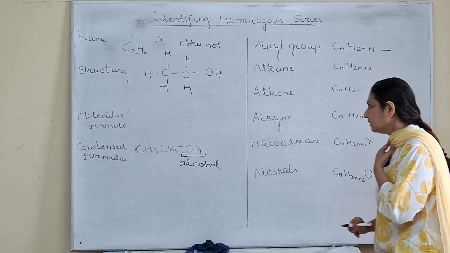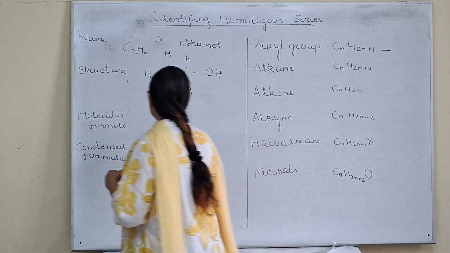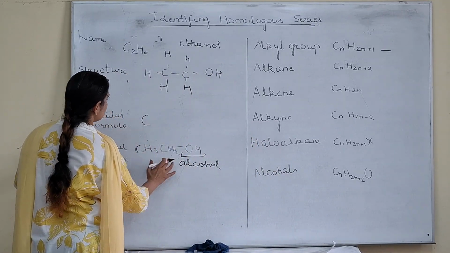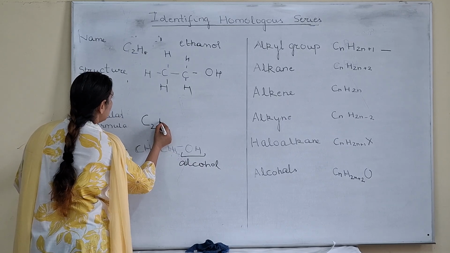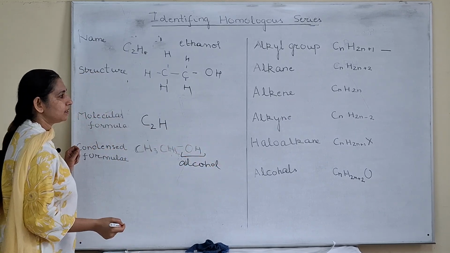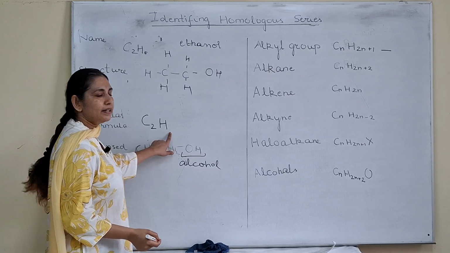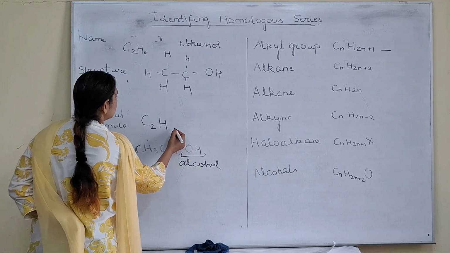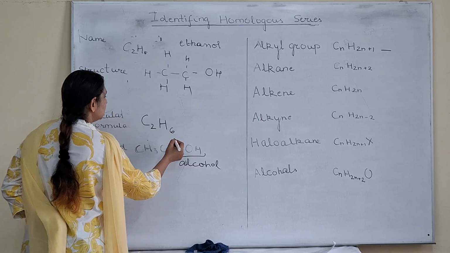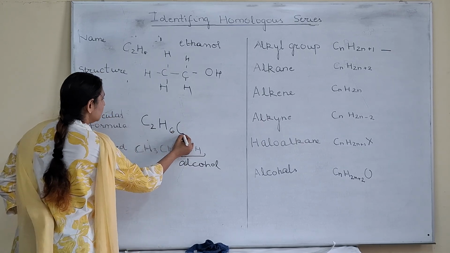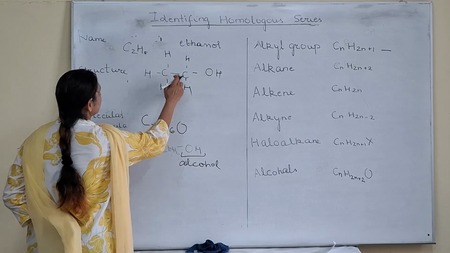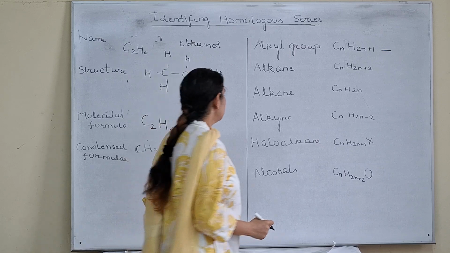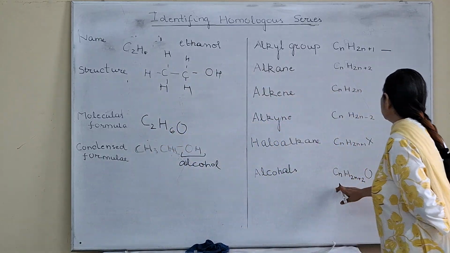CnH2n+2 and a single O. So let's check. C को हम रख देते हैं. कितने C हैं? 2 C हैं. अब अल्कोहल के हिसाब से कितने कार्बन, कितने हाइड्रोजन होने चाहिए? It is 2n plus 2, which is 6, and you have 1, 2, 3, 4, 5, 6, and you have a single oxygen present here.